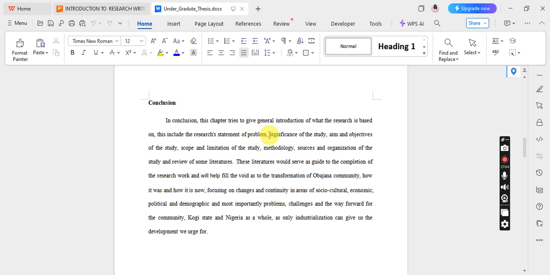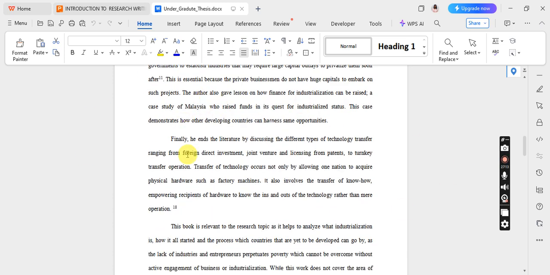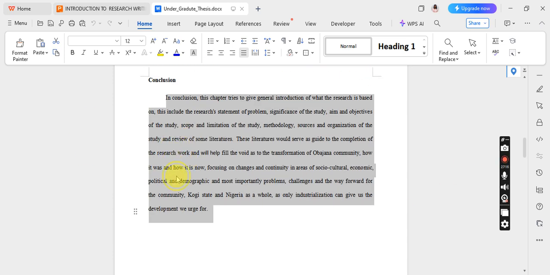These include the research statement of problem, significance of the study, aims and objective of the study. So you see, this is what your conclusion is: just a body of what? A summary of all what you've researched on, or a summary of all what you've written on. That's what conclusion is all about.